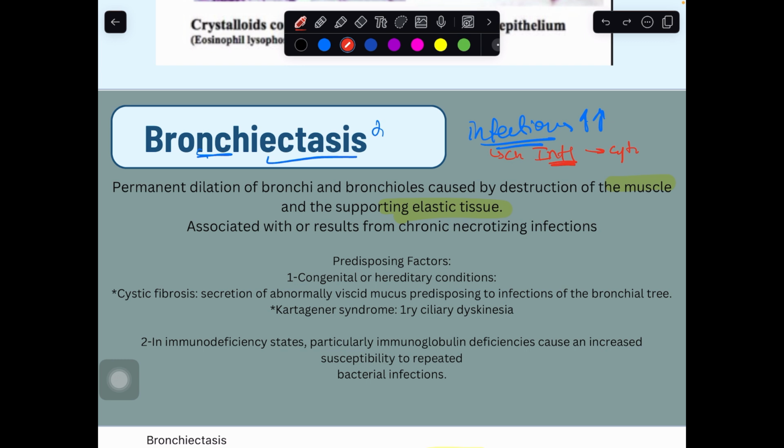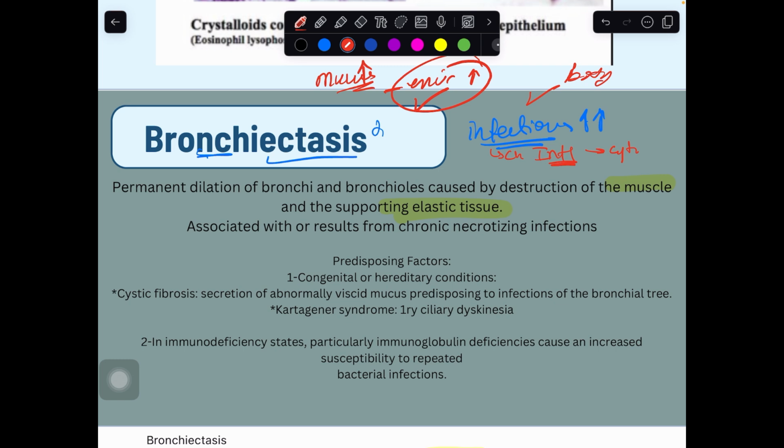Either my environment is supporting infection, or my body can't handle or can't protect me from these infections. So I'm more susceptible to infections because of my environment, or because my immune system is not working properly. Where can I have an environment in the lungs that supports infections? It is mucus. If I have a lot of mucus there. Now, where will I see a lot of mucus? We will look at it.